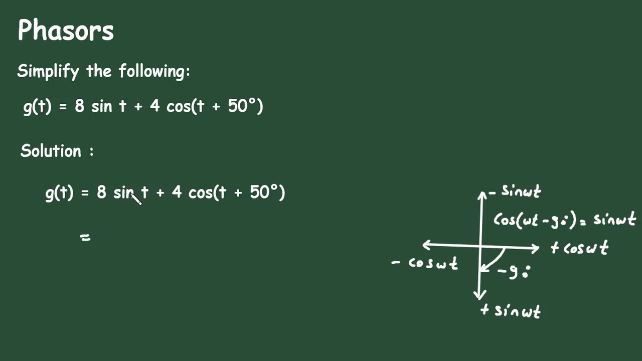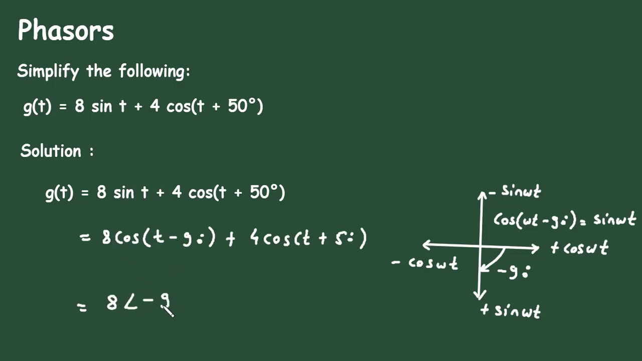So here we can replace this sine by cos, this t as it is, and since we change from sine to cos, we have to add minus 90 degree to it. So it is minus 90 degree, plus this is as it is, 4 cos t plus 50 degree. Now this is in standard form, so this can be converted into phasor form. So it will be 8 at an angle minus 90 degree plus 4 at an angle 50 degree.